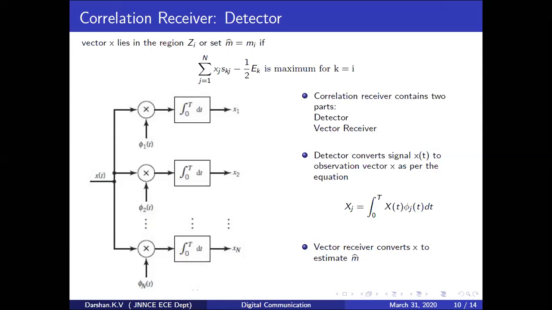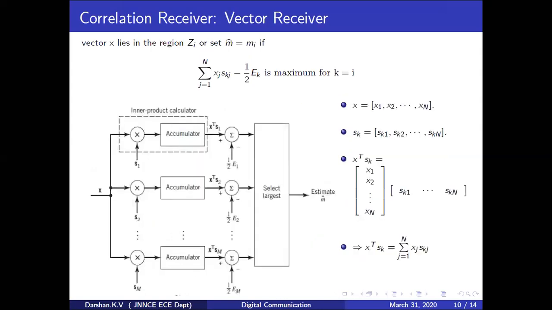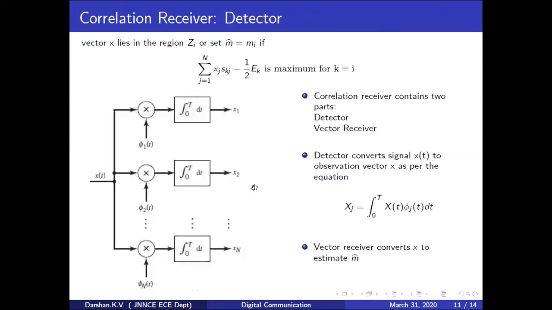Let me show the diagram of the vector receiver. This is the diagram of the vector receiver. This along with the previous one, both will constitute the correlation receiver. So in the exam, if they ask, you need to write both diagrams and explain each block diagram. How to give the explanation is as follows.